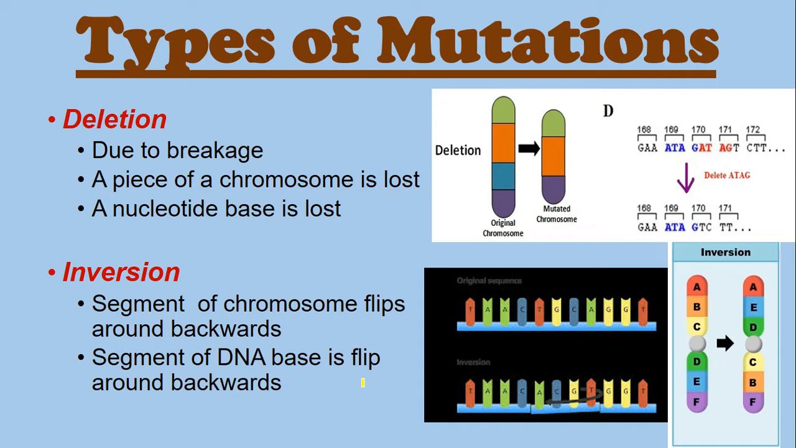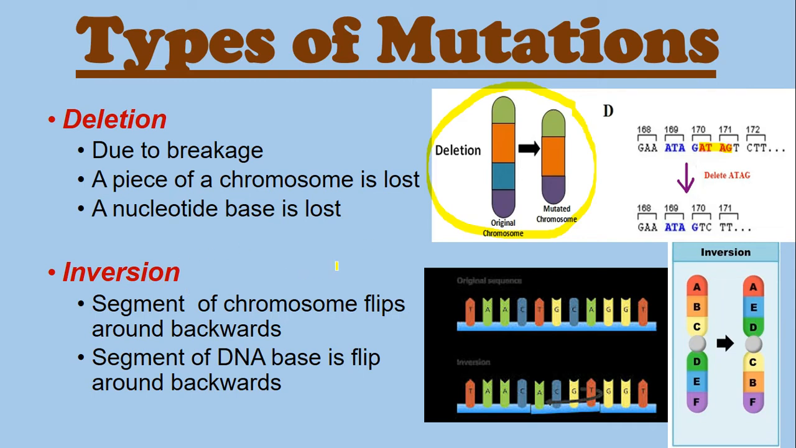We have deletion. If you think about it, if you delete something, you get rid of something. In a chromosome, that means we're going to lose part of it. You can kind of see that up here. We're losing part of a chromosome. Or in a gene, say, we lose one of the letters. So we lost this whole part right here. It was just deleted. It was gone. Something just happened during the replication process, and it's just gone.